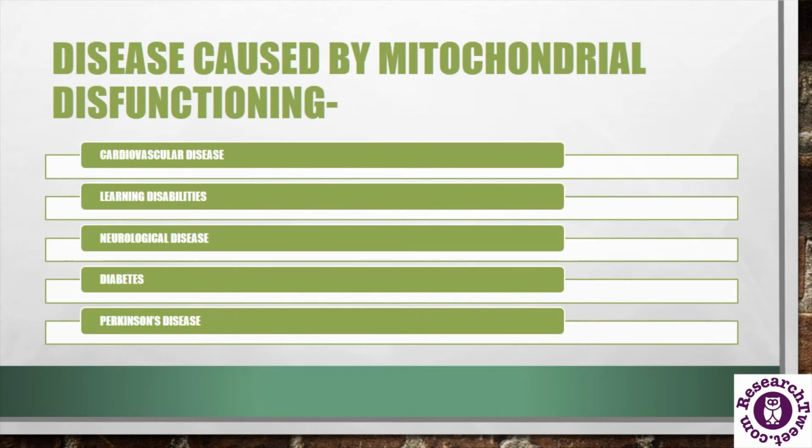diabetes. And there are several other diseases like Parkinson's disease, which is also a neurovascular disease caused by mitochondrial dysfunctioning. And several other problems include vision and hearing problems, several lung diseases, several movement disorders, liver and kidney diseases, and sometimes gastrointestinal disorders which can be caused by mitochondrial dysfunctioning.